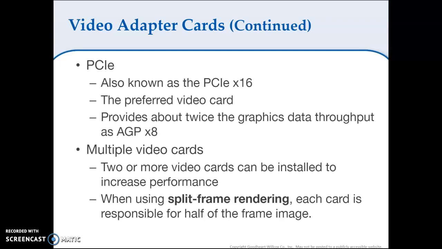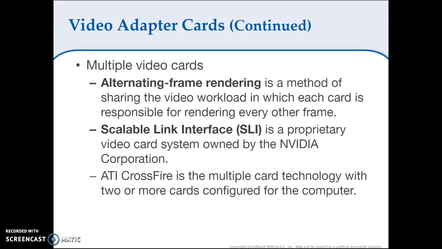There's a little bit of difference as to how they project video images. Some computers will allow you to have multiple video cards, which will allow for split frame rendering, where each card is responsible for half the frame image, allowing you to project more data on the screen without as much taxing on the memory. Now, you can also have alternating frame rendering as well as scalable link interface. These are also different aspects of a video card that you might be looking for if you're looking for the proper video card to work for you. So make sure that you are looking and researching all of these when picking the proper video card for your computer.